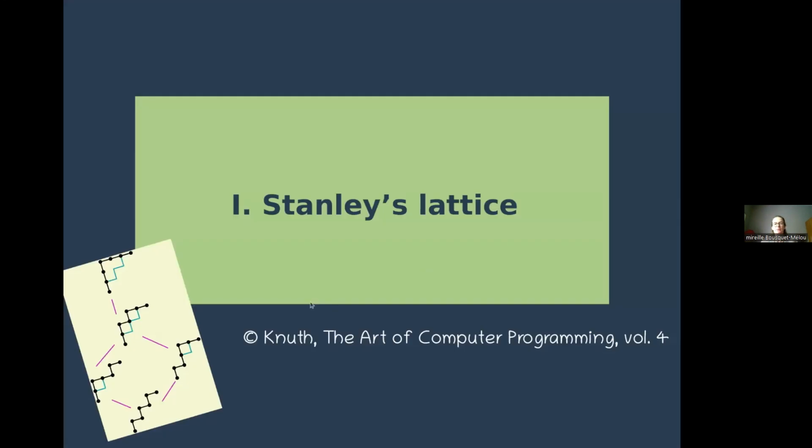So let me start with my first lattice, which is sometimes called Stanley's lattice, for instance, by Don Knuth. So I'm very happy to stick to this terminology, even though I noticed on Monday that this is not one of Richard's favorite posets.